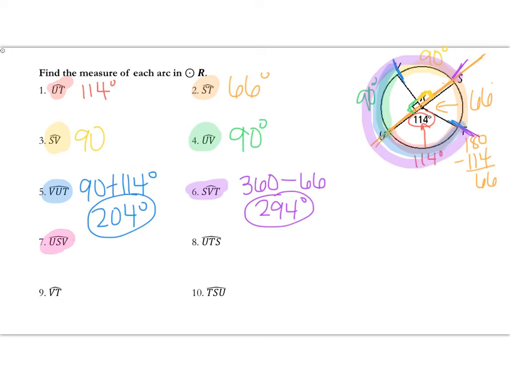Alright, USV. So we start at U. We're going to go to S first, and then we're going to stop at V. So we had to go down and around, so we got to S before we stopped at V. That is everything except for that green 90-degree section, so I can just do 360 minus 90, and I get 270 degrees.